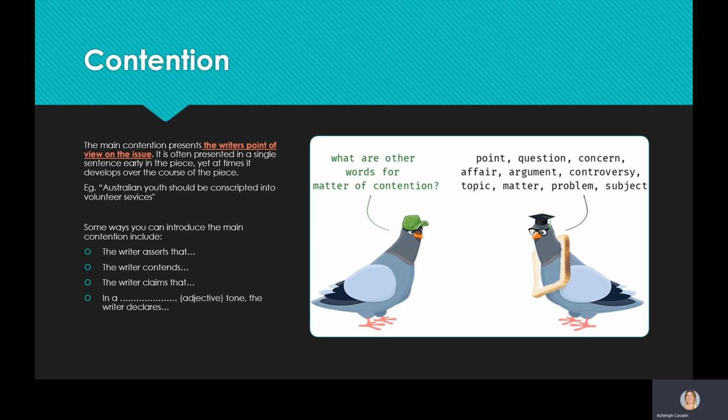There are some different ways that you can introduce the main contention in your writing. Clearly, you could just write, the writer contends, so explain their contention. However, you should be able to interchange some of your language with wording such as the writer asserts that, or the writer claims that, or in a stronger tone, the writer declares. It's important that you can identify the writer's overall point before moving on to looking at their supporting arguments.